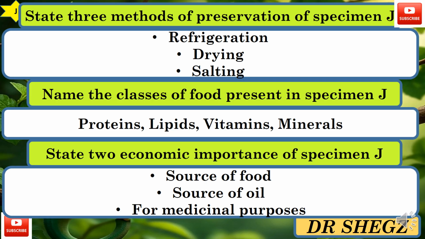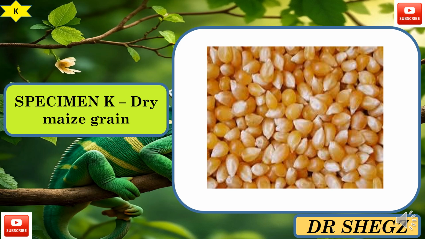Methods of preserving fish: refrigeration, drying, salting. Classes of food: it has proteins, it has lipids, it has vitamins, it has minerals. Economic importance: source of food, source of oil for medicinal purposes.